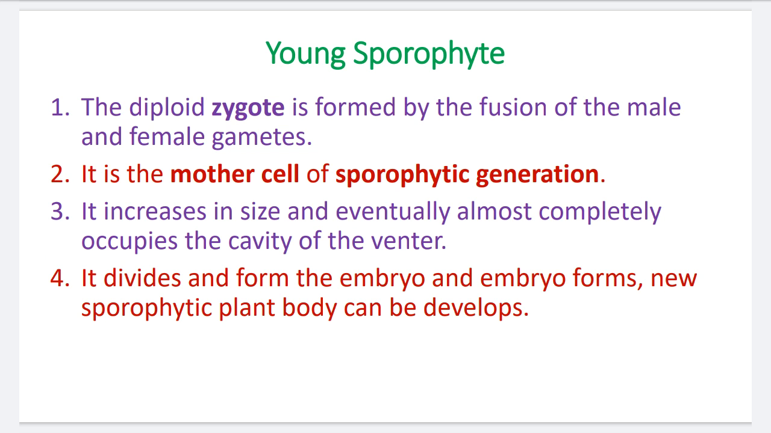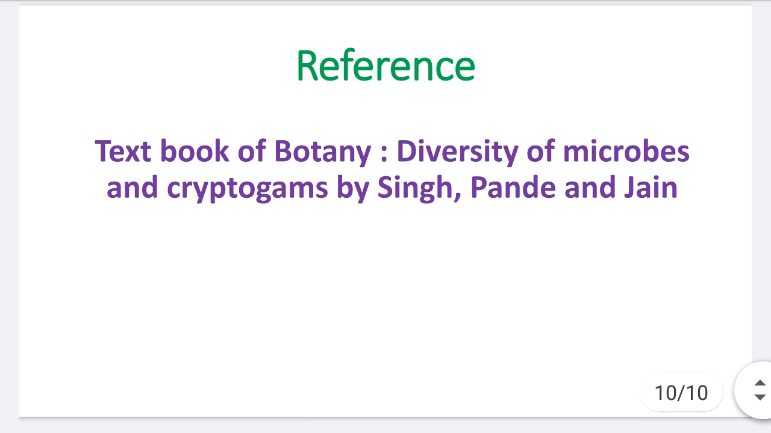Okay, now see the description. Point number 1, the diploid zygote is formed by the fusion of male and female gametes. We already discussed that. Number 2, it is the mother cell of the sporophytic generation. Number 3, it increases in size and eventually almost completely occupies the cavity of the venter. And the last point, it divides and forms the embryo, and from the embryo a new sporophytic plant body can be developed.